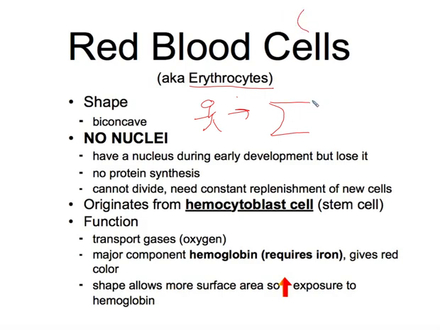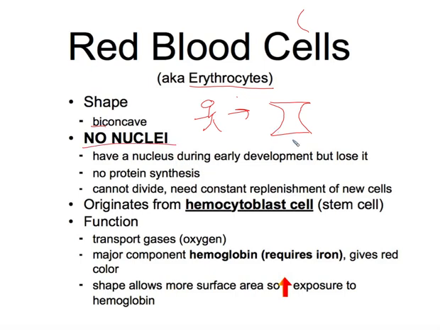This is concave. Because this is biconcave, bi being two, there's actually a concave portion on the other side, which looks like this. And so this is kind of what your red blood cells look like. Obviously, they're more rounded at the top as opposed to straight, flat lines. But this is what biconcave means. You have both sides bending in. Red blood cells do not have a nucleus.